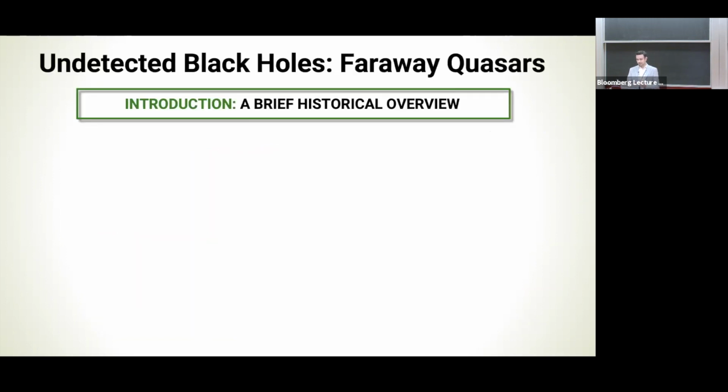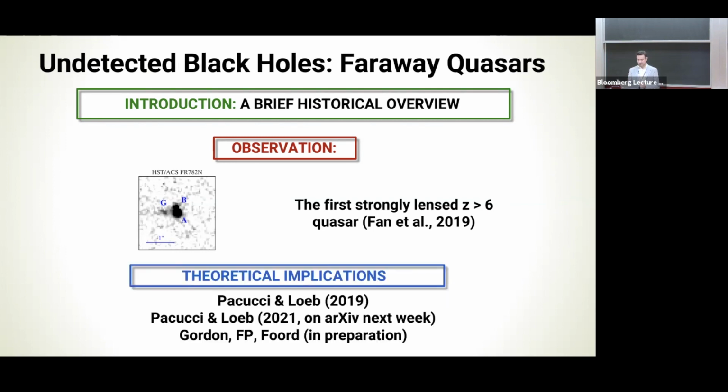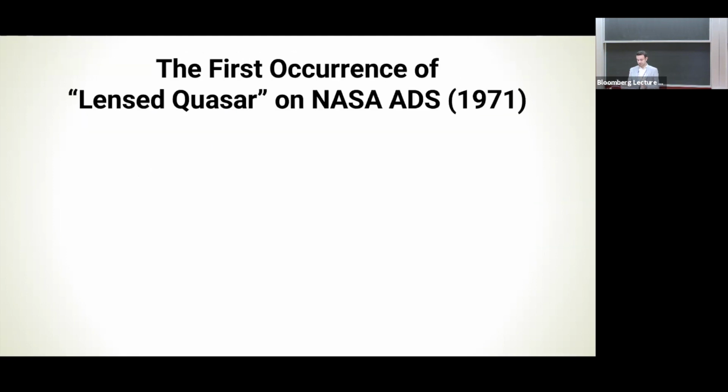So I will be giving a very brief historical overview on the detection of lensed quasars. Then I will be talking about an observation that I was very lucky to be part of a couple of years ago, about the first strongly lensed quasar in the epoch of reionization. And then I will be talking about 3 projects that are also ongoing, partially ongoing, about the detection of high redshift quasars. So I thought it would be interesting and fun to start with the first occurrence of the word lensed quasars on NASA ADS.